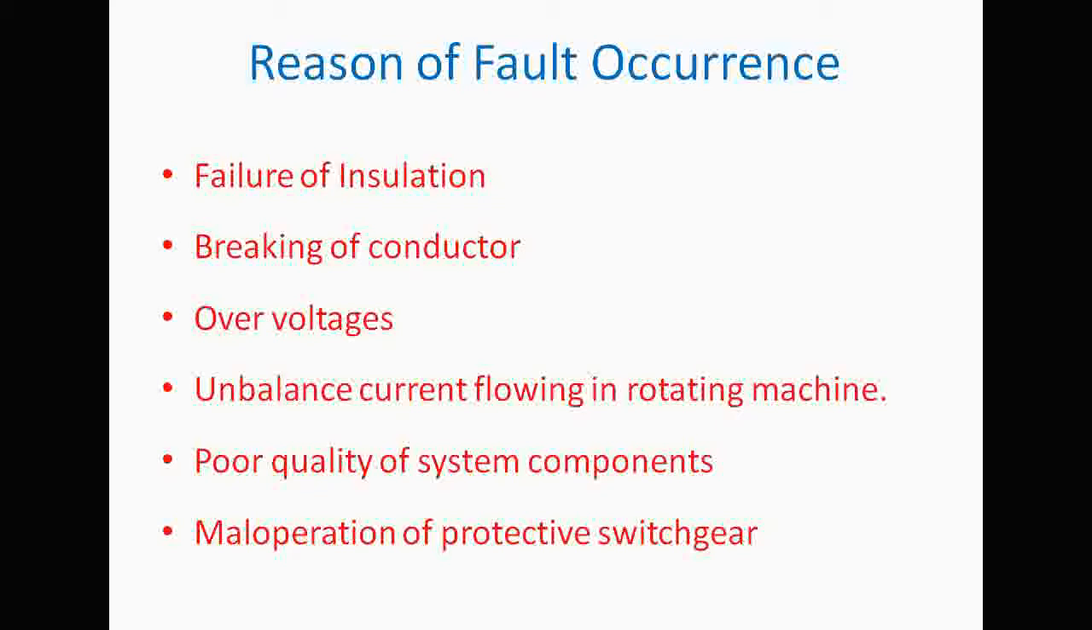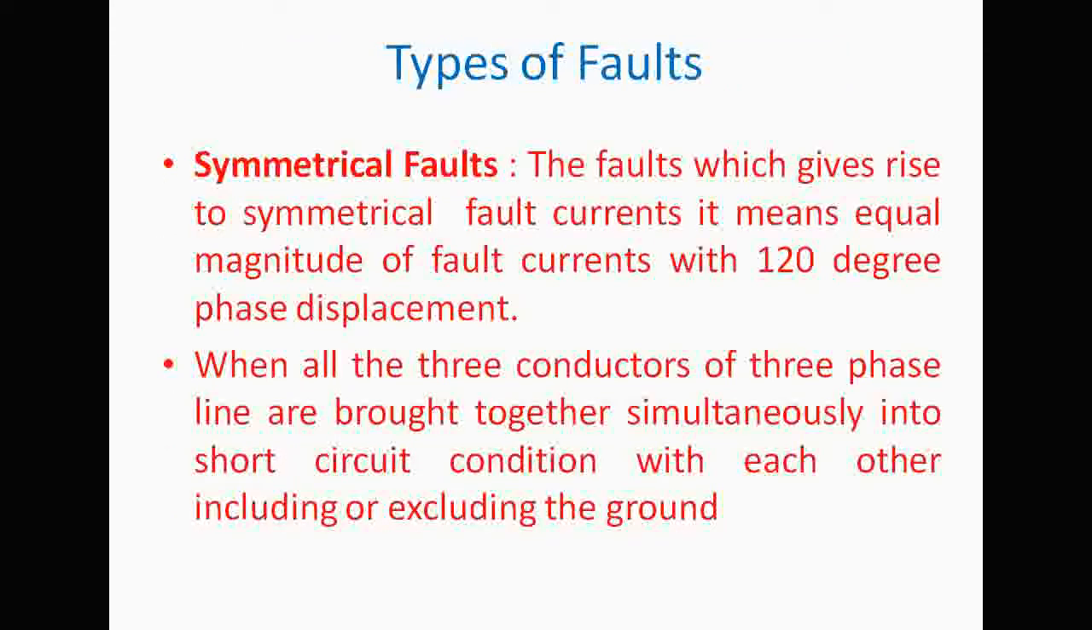Next one is mal-operation of protective switchgear. If your relay or circuit breaker is not in a proper manner, or our calculations for the rating of your relay setting are not in a proper manner, in that case we can see the mal-operations of the protective switchgear. Now these are the basic reasons for fault occurrence in the systems.